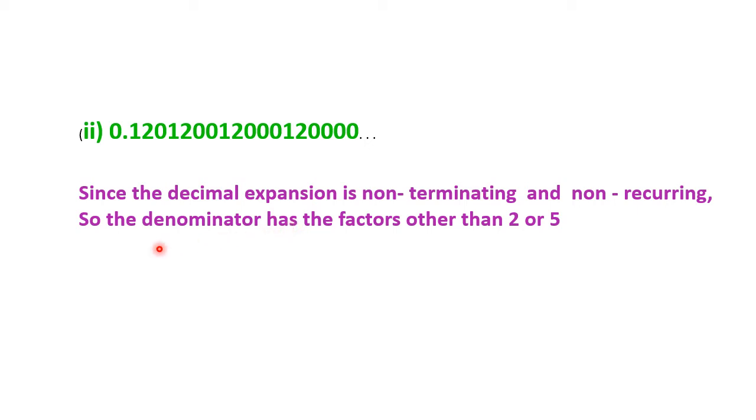According to theorem 1.7, the denominator has factors other than 2 or 5. It means it will have factor 7, 3, whatever it will be, other than 2 and 5. Maybe 2 and 2 into 5 will be there, but then again it will be multiplied by 7, 3, or any such number. Hence, it cannot be represented in the form P upon Q. It is an irrational number. Non-terminating, non-recurring numbers are irrational numbers.